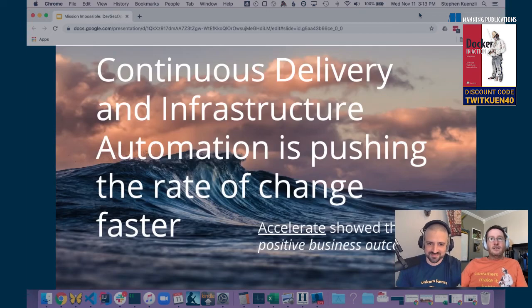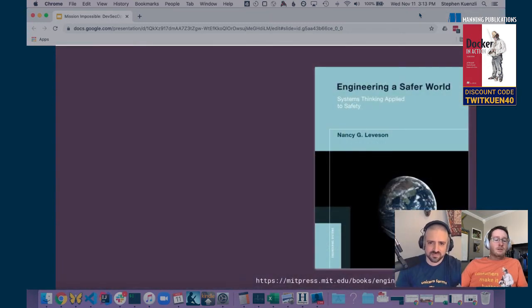So this is going to keep coming, because continuous delivery and infrastructure automation technologies like Docker really enable you to go faster. And we've got some science now from the research presented in Accelerate that shows that this drives positive business outcomes. So this wave is just going to keep coming. So how do we, what's the solution?